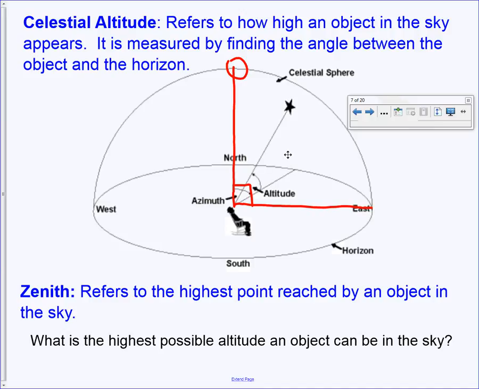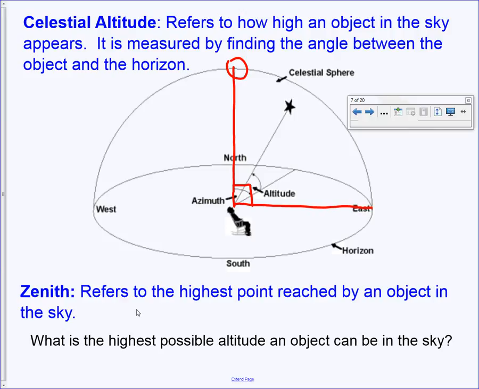relative to the horizon. So for example, if this is a star right here in our sky that we're interested in, we would measure the angle that it creates from the horizon, and that would be the star's altitude. The highest altitude you can get is directly above, which would make a right angle, and therefore that's 90 degrees. The lowest altitude you can get is when the star is on the horizon, which would be an altitude of 0. The zenith is a term that refers to the highest point reached by an object in the sky.